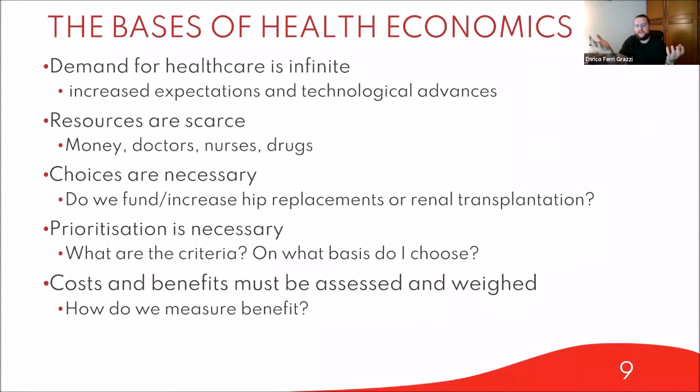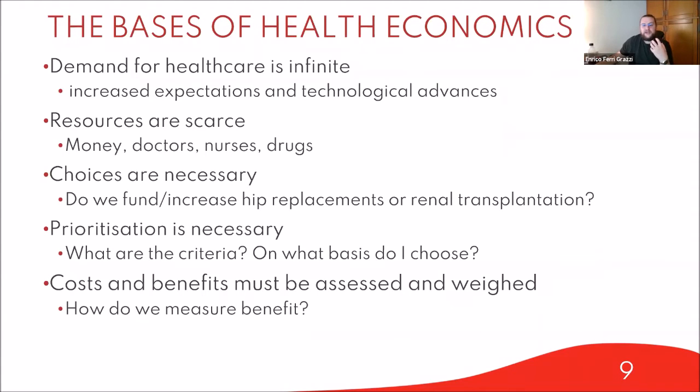how do we allocate the finite resources we have to make most efficient use of them? We make choices. So choices are necessary. Do we fund or increase a hip replacement or a renal transplantation? Which one is the one we pick, right? We need to make choices. We need to pick a procedure or another, a population or another, a treatment or another, or a mix of them. And we need to weigh our options to make efficient decisions.